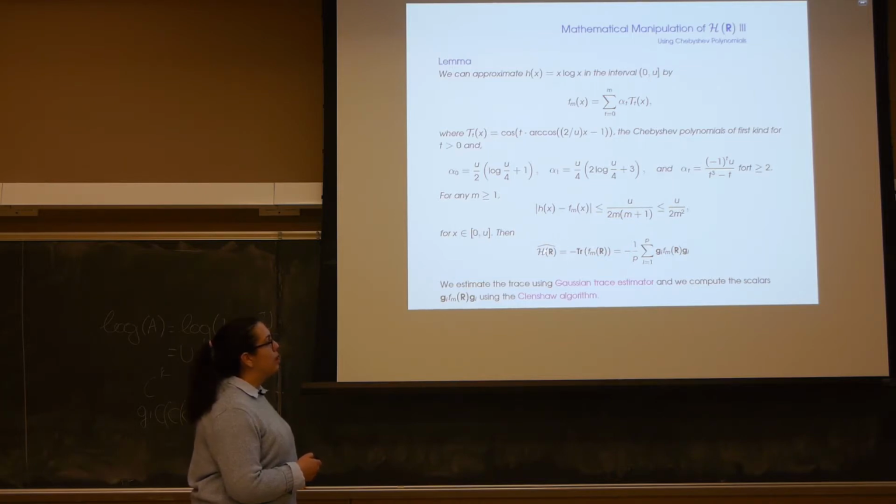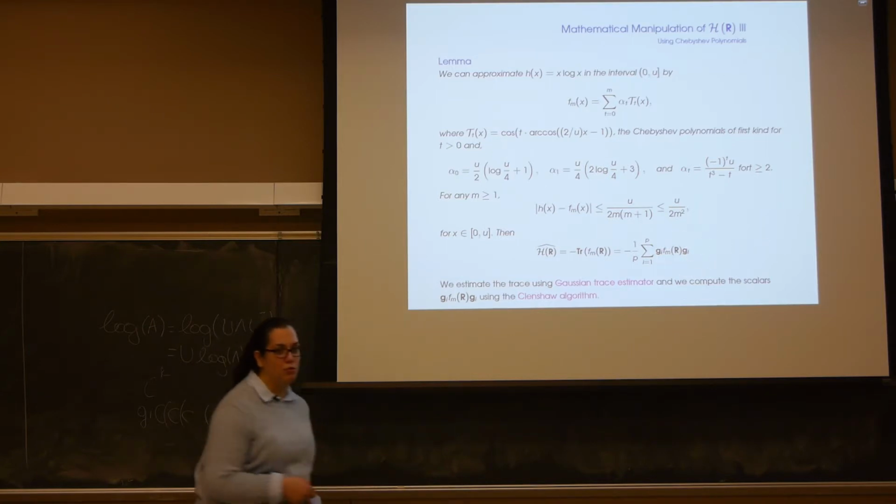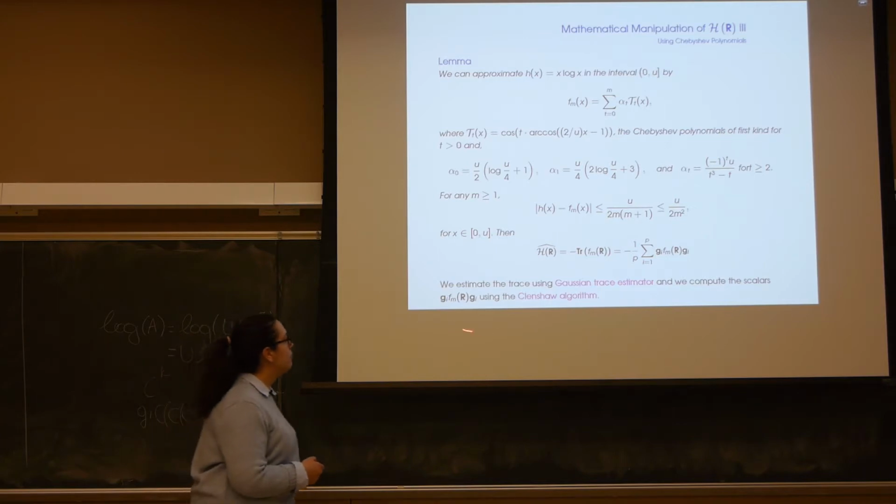My problem now is that the entropy will be estimated by minus the trace. If you remember, it was minus the trace of HR, and because I approximate HR by FMR, I will plug FMR over here. Now I have only to approximate the trace, so it will be minus 1 over p, sum over i equals 1 to p, the number of Gaussian vectors, of gi transpose FMR gi. Here I forgot the transpose.